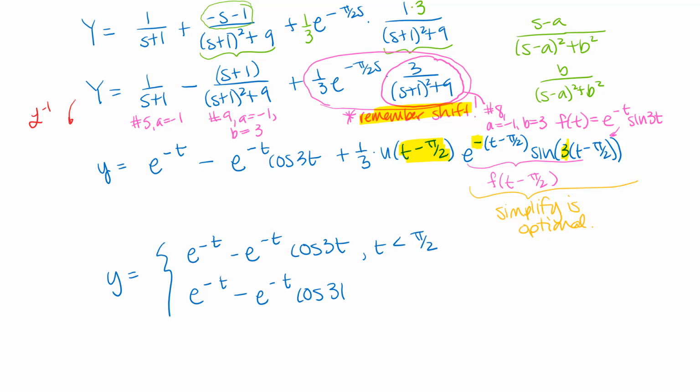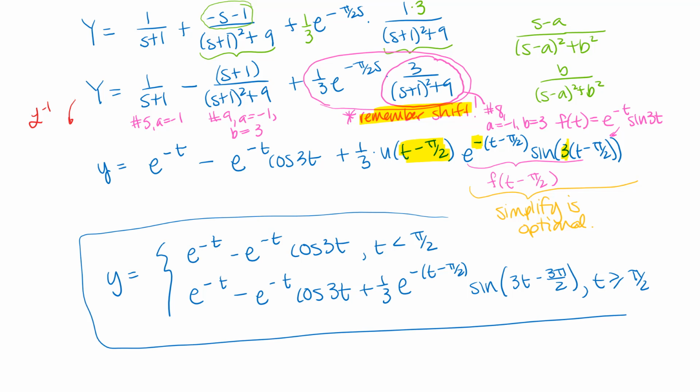So I'll have the first few terms that were there that weren't times that unit step function, and then 1/3 times 1 times e to the negative (t minus pi over 2) times sine of, I'm going to go ahead and distribute through my 3 here, 3t minus 3 pi over 2, where t is greater than or equal to pi over 2. All right, so there is my solution written in piecewise form. So either what I had on the line above, where it's written with the u function, or what I have in this line where it's written as a piecewise function, either way is fine.